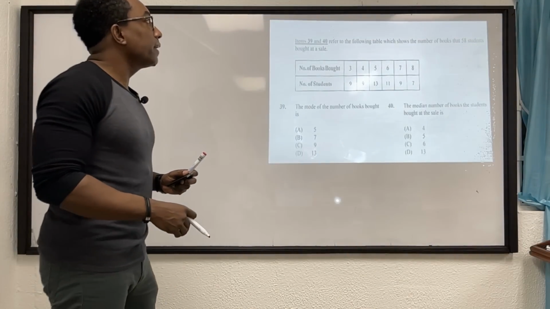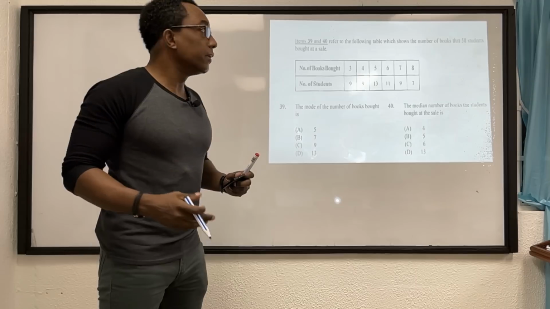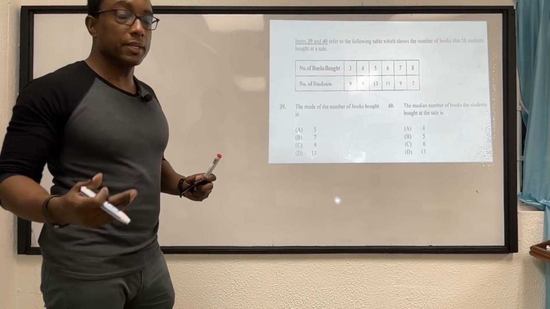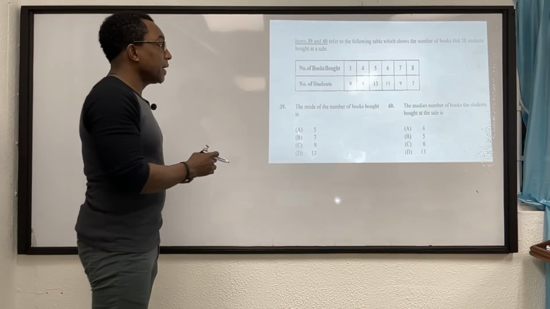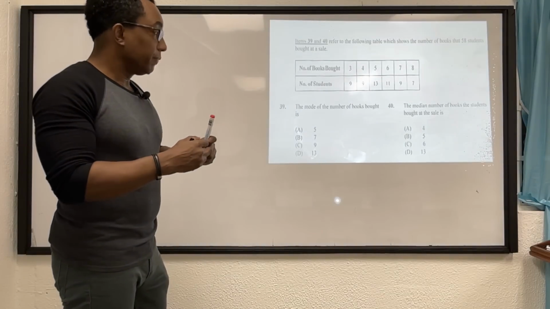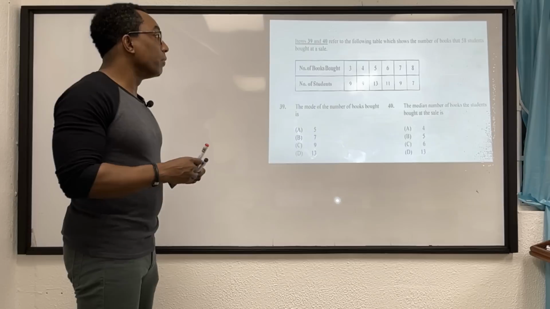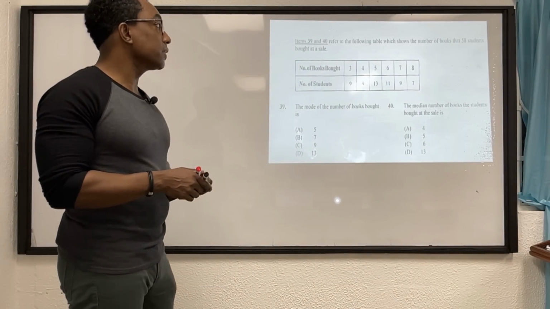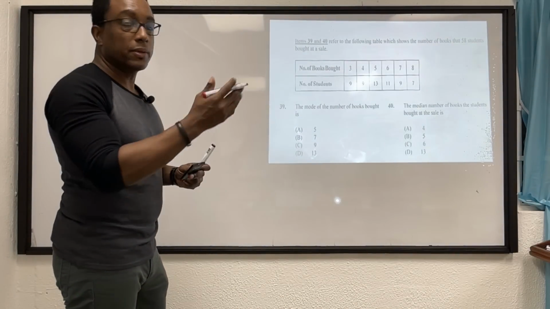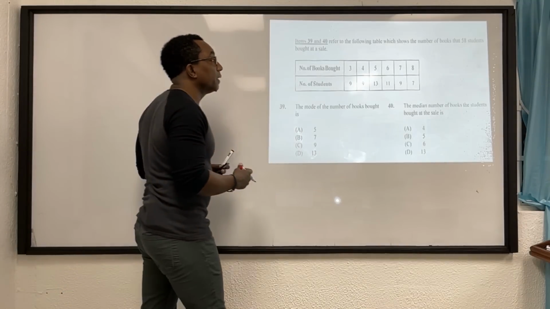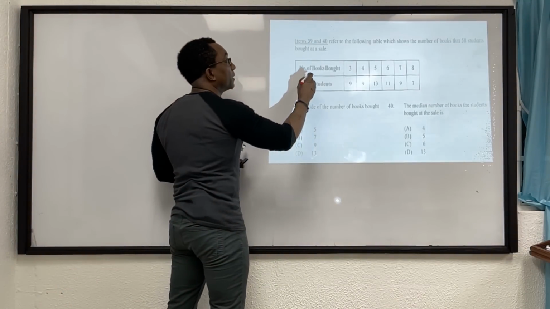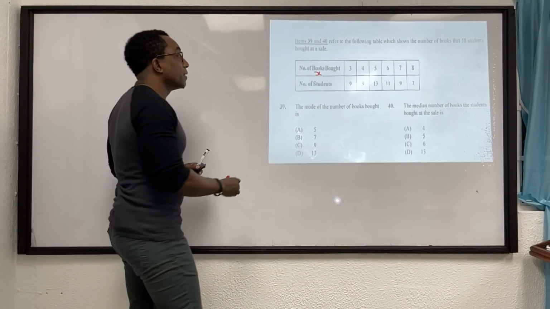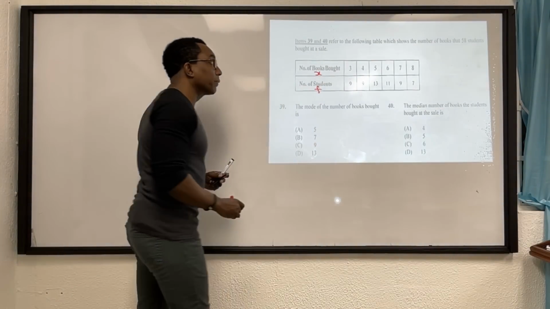So items 39 and 40 refer to the following table, which shows the number of books that 58 students bought at a sale. So we have here a number of books, we have a number of students. So for 39, it states the mode of the number of books bought is. So we have to determine the mode. For data on a table, the mode is the observation. The observation represents number of books bought, which is X, and the number of students will be your frequency.